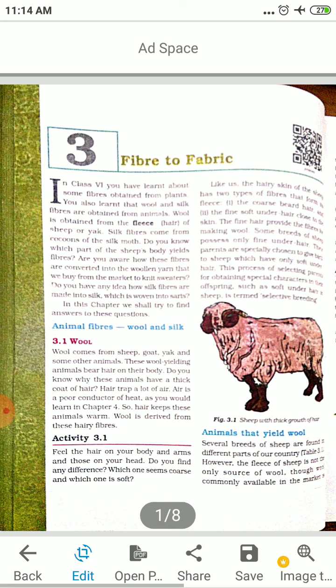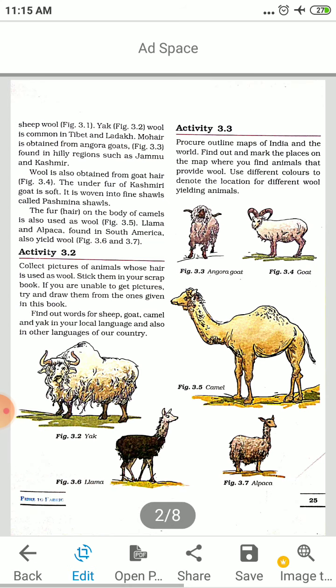Yak wool is common in Tibet and Ladakh. Mohair is obtained from Angora goats found in hilly regions such as Jammu and Kashmir. Wool is also obtained from goat hair. The under fur of Kashmiri goat is soft. It is woven into fine shawls called pashmina shawls. So what is pashmina? The woolen shawls that are available in Kashmir, and that come from the wool of the goat. The fur or the hair on the body of camels is used as wool.